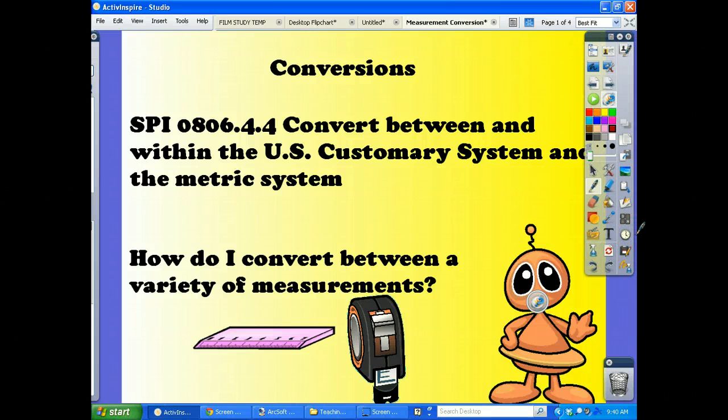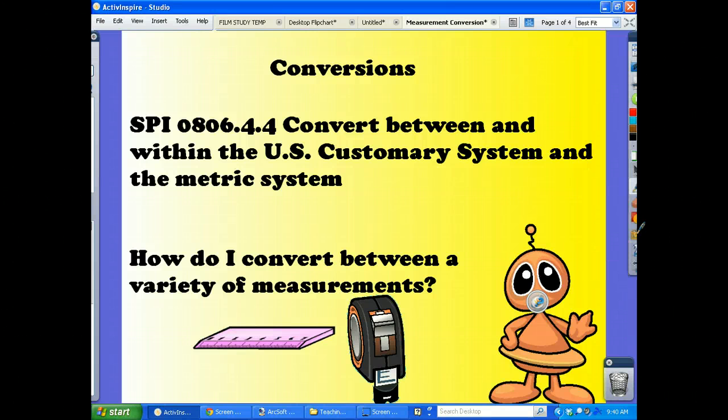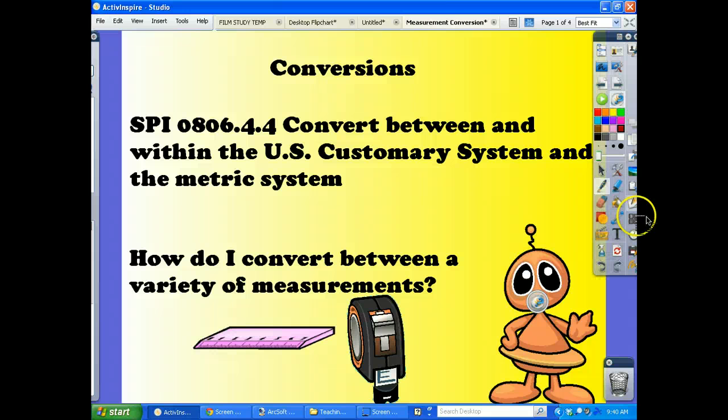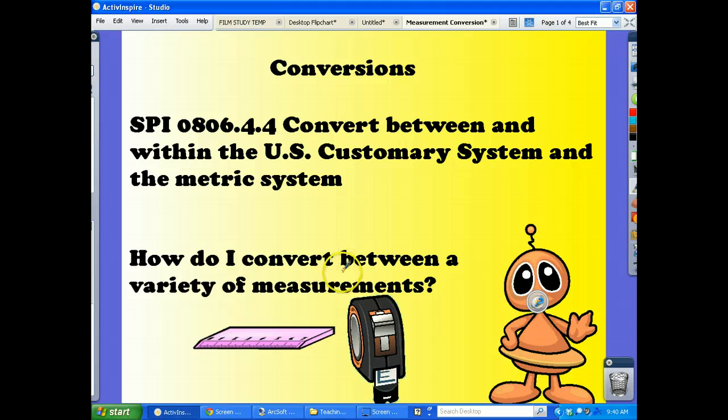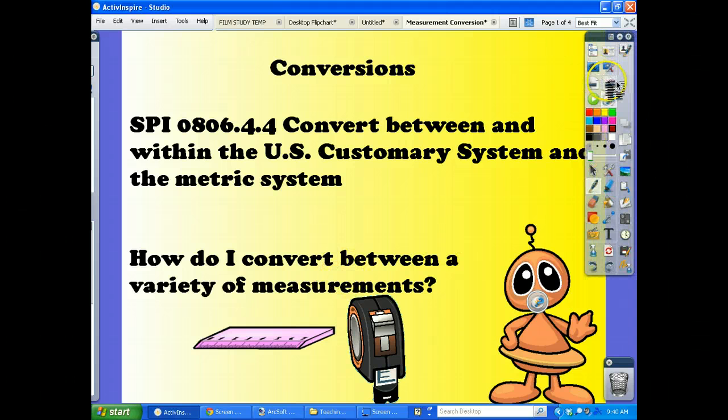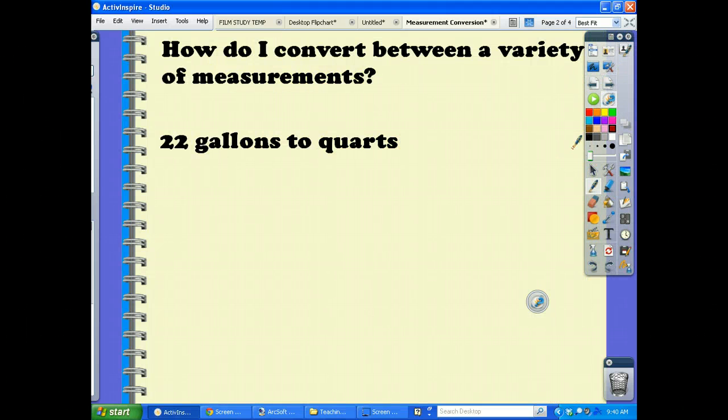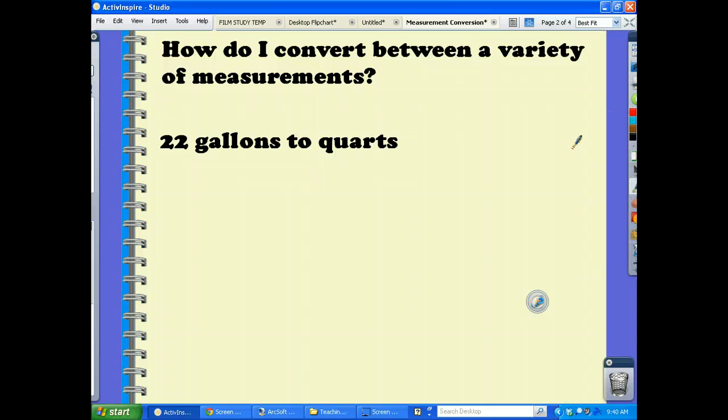Alright, SPI 0806 4.4, convert between and within the U.S. customary system and the metric system. How do I convert between a variety of measurements would be our essential question. Alright, how do I convert between a variety of measurements?